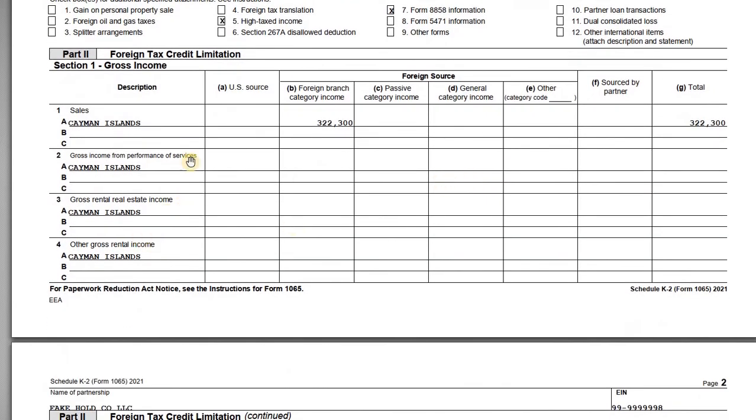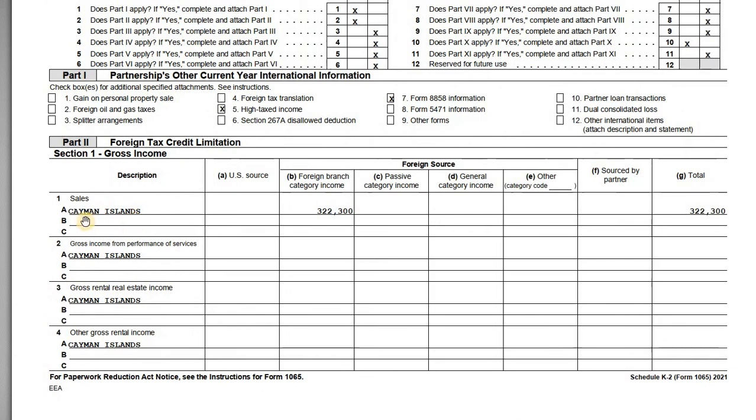So in our example here, we have income from the Cayman Islands, right? So each line item, so you see here A, Cayman Islands is the line item. In order to keep this as clean as possible, what you should do is use the Cayman Islands. If you have various types of income, keep it on line item A. So we have line item A, Cayman Islands, our gross income from the sale activities there.